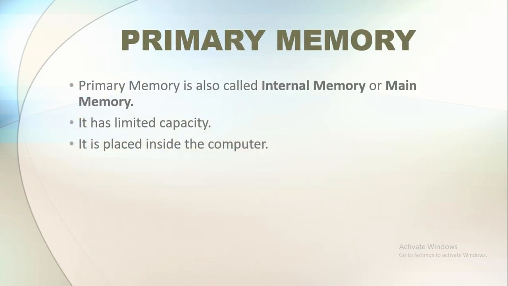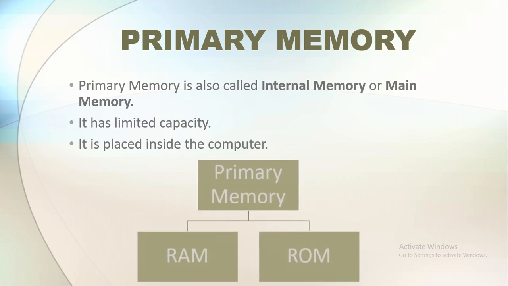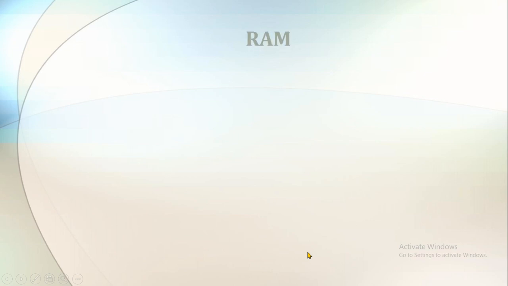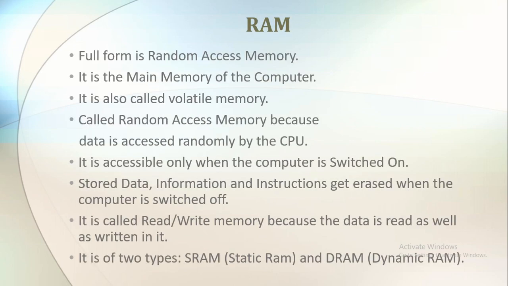Now, primary memory. Primary memory is also called the internal memory or main memory. It has limited capacity to store the data. The primary memory is placed inside the computer. So as you can see, primary memory is divided into two types, RAM and ROM. Primary memory is also called volatile memory.